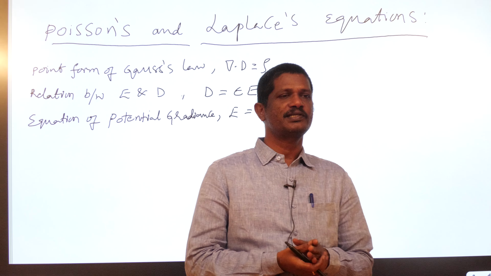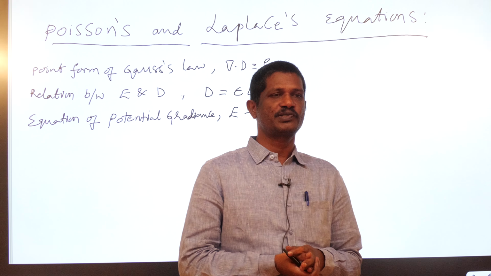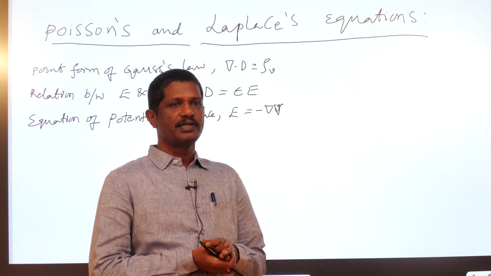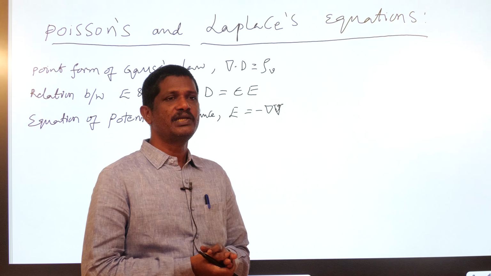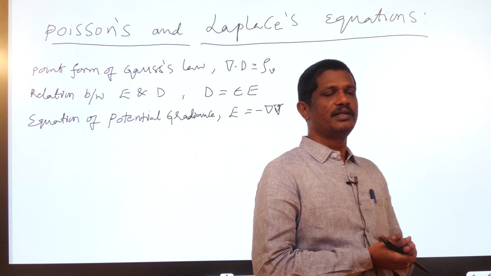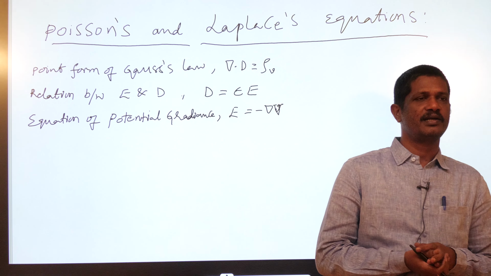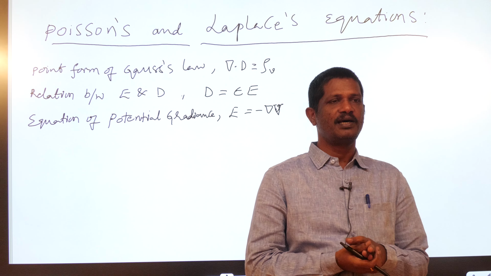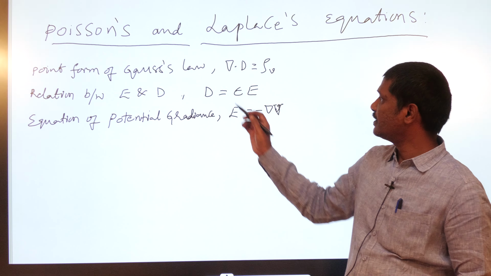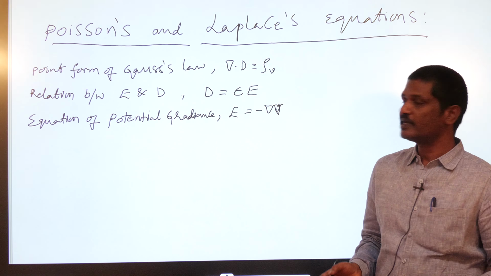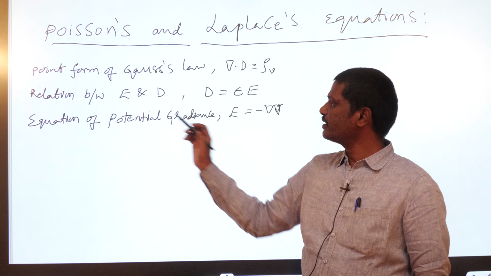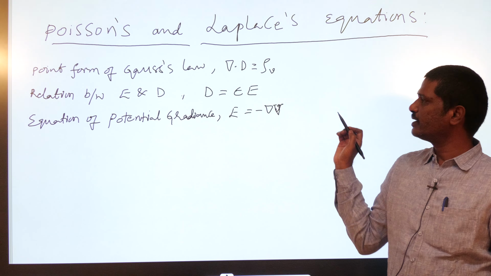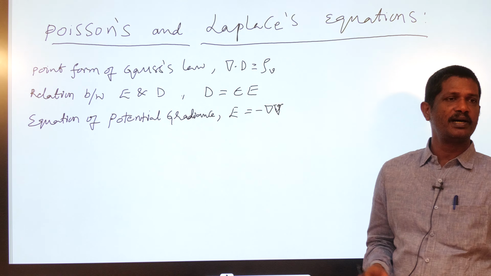Today we are going to discuss Poisson's and Laplace equations. To derive the Poisson's and Laplace equations, we need the support of these three equations: the point form of Gauss law, a relation between the electric field intensity and the electric flux density, and the third equation that we require is the potential gradient equation, E is equal to minus del V.